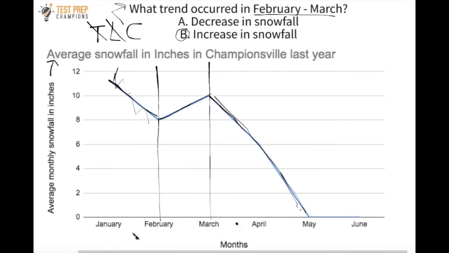All right, and so again, if the numbers are increasing going up, which will almost always be the case on your test, you'll have to check it and confirm, but it should be the case. Any line that's going down shows a decrease, any line going up shows an increase, and any line that is flat just means that there's no change occurring.